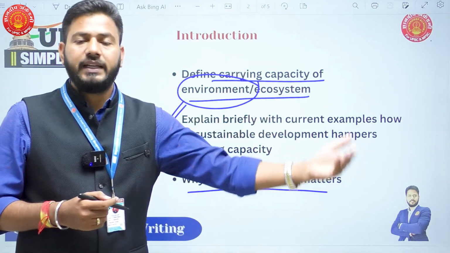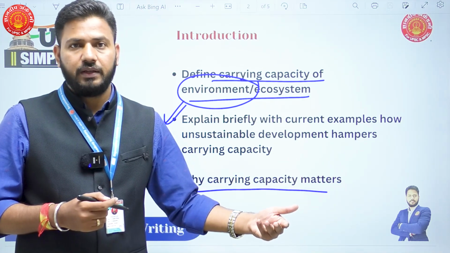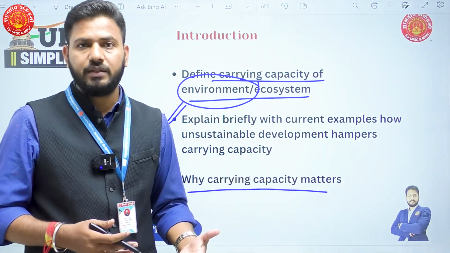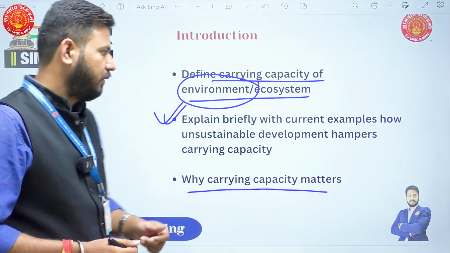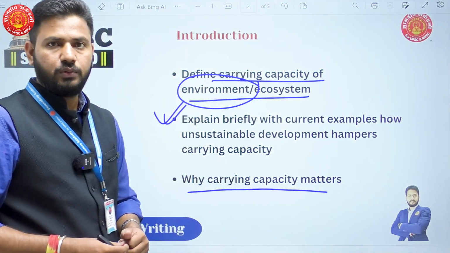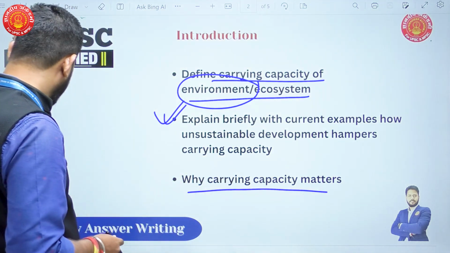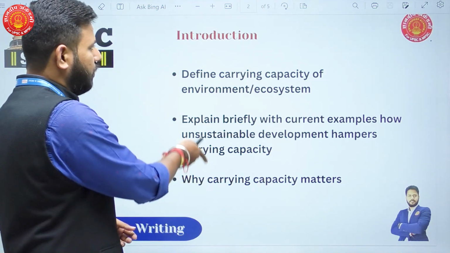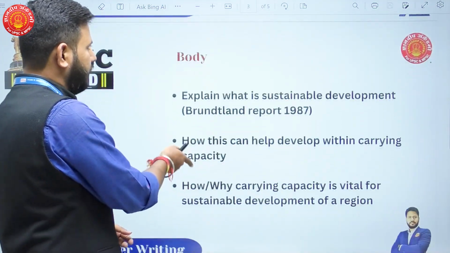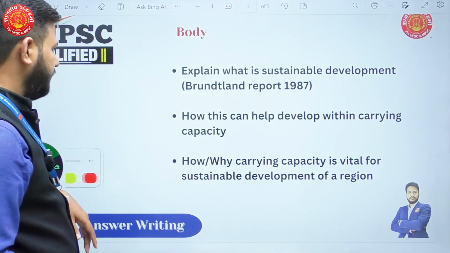So the next point is going to be sustainable development. Briefly explain why carrying capacity is important. Why does it matter in today's times? So this is the first part, how you're going to answer about carrying capacity and how it is important. Then in the body part, you can explain what is sustainable development.